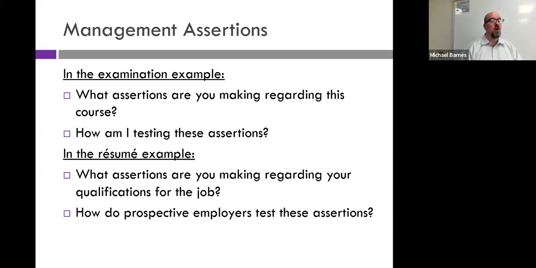Okay. So there's two parts that's being waged here, okay? Two pieces of information. There's this idea of assertions that you're making with respect to your qualifications. And then there's the concept of how do we test those assertions? And that's basically the fundamental backbone of auditing, this idea of assertions.